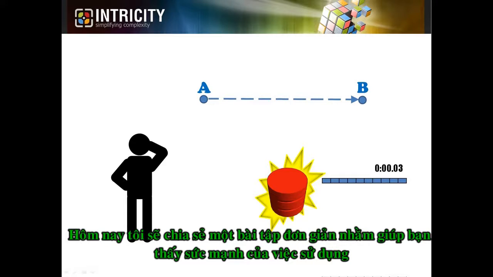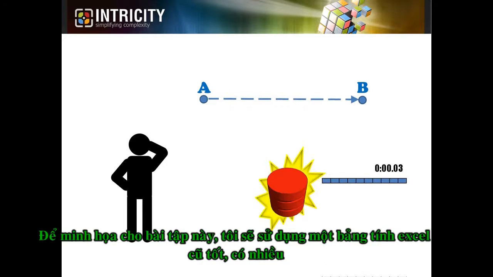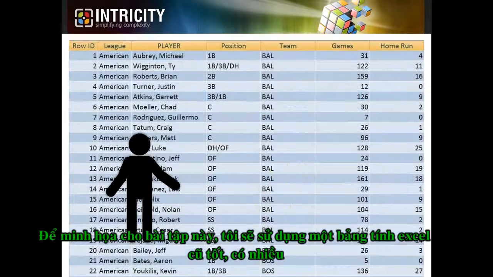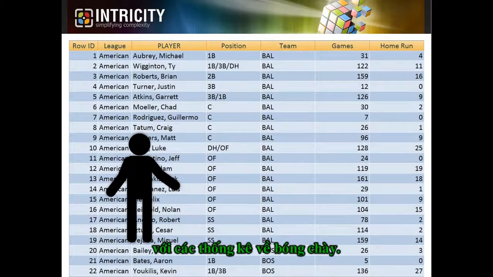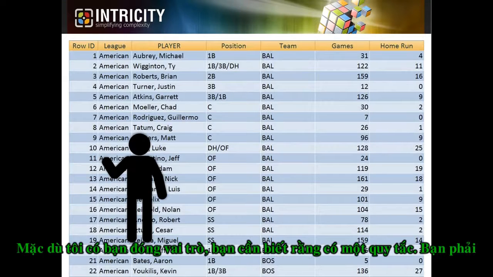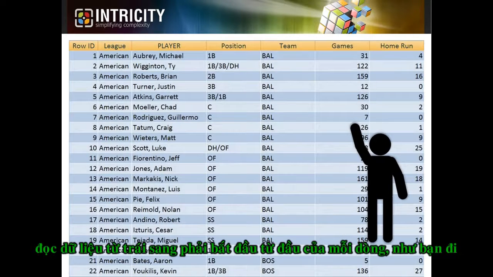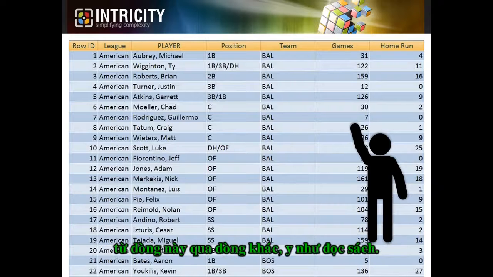Today I'm going to share a simple exercise which will help you see the power of using a columnar database for certain tasks. To illustrate this exercise, I'm going to use a good old Excel spreadsheet, populated with some baseball statistics. Let's imagine that you are going to play the role of a traditional database. Before I have you play this role, though, you need to know that there's a rule. You have to read the data from left to right, starting from the beginning of each row as you go from row to row, kind of like reading a book.